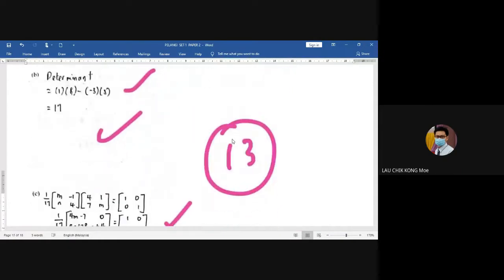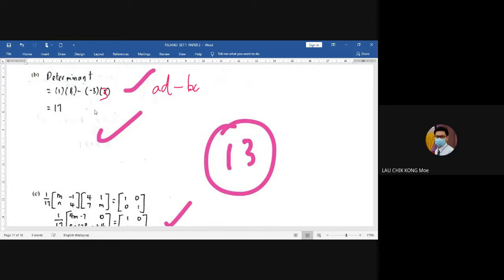What do you mean by determinant? Determinant means only AD minus BC. You only need to do AD minus BC. So A times D, 1 times 8, minus B times C, negative 3 times 5. Negative 3 times, this is 3, sorry. Negative 3 times 3, okay? So altogether is 16. 17, sorry, 17. 8 plus 9 is 17, yes, 17.